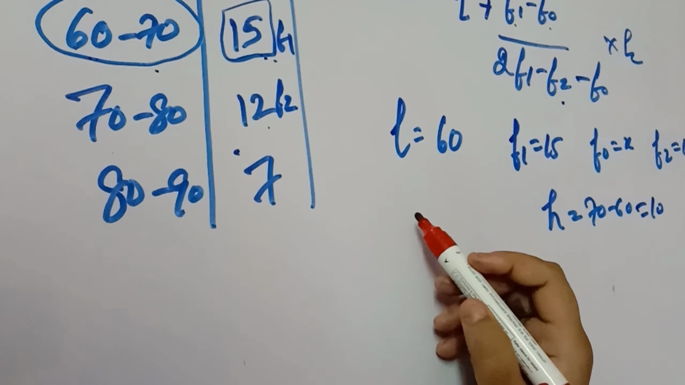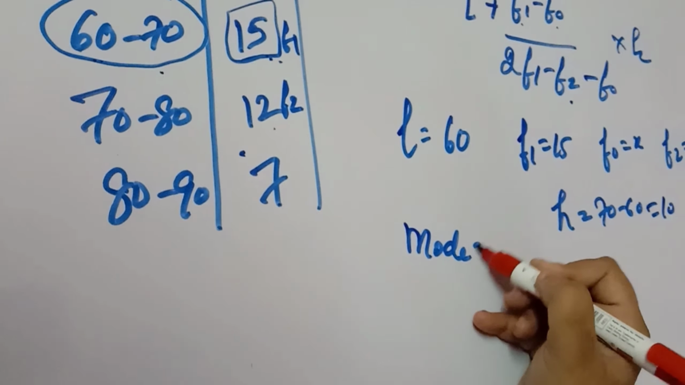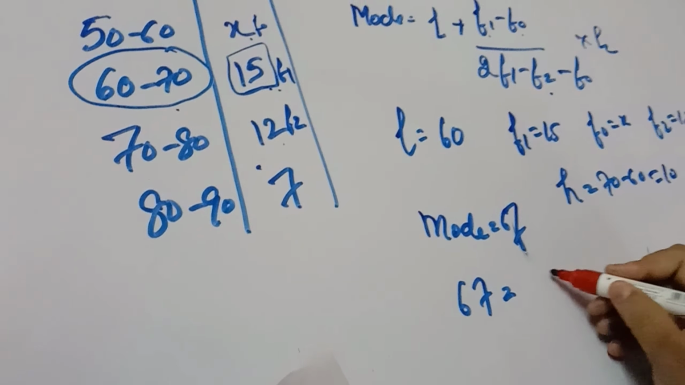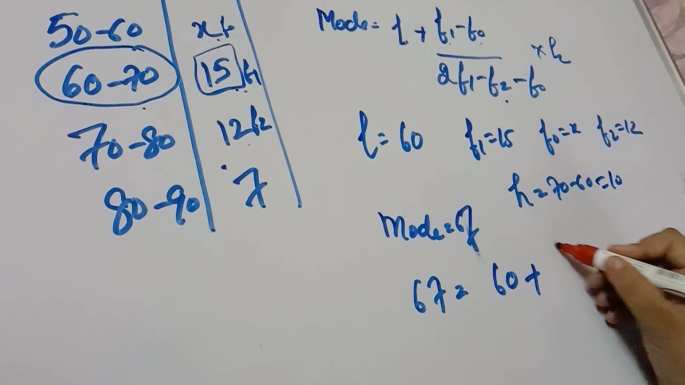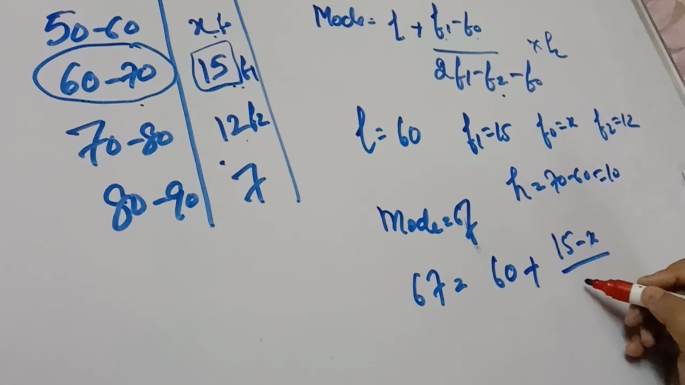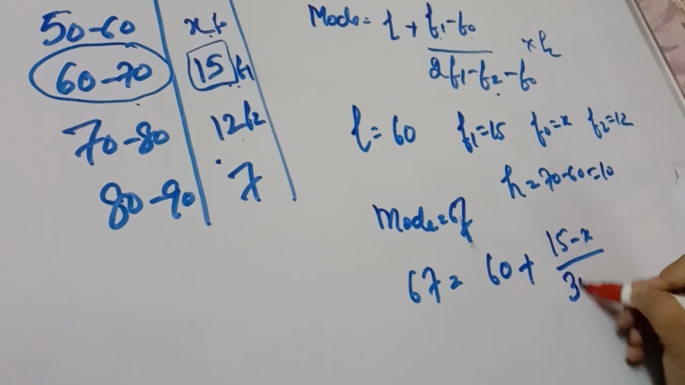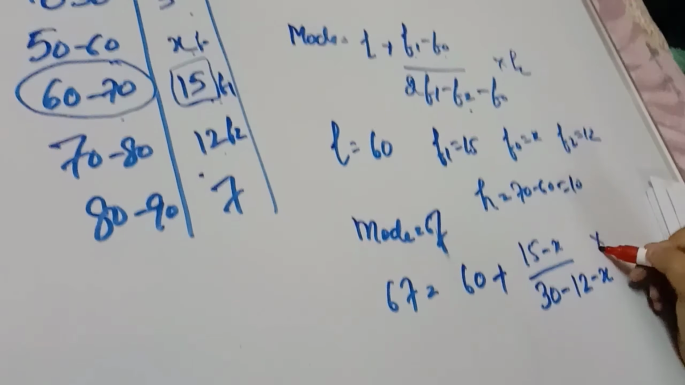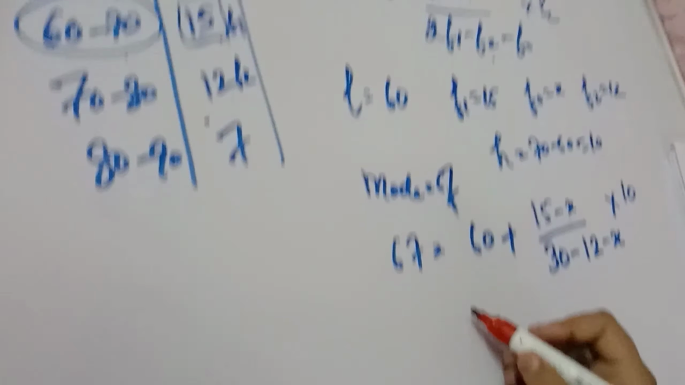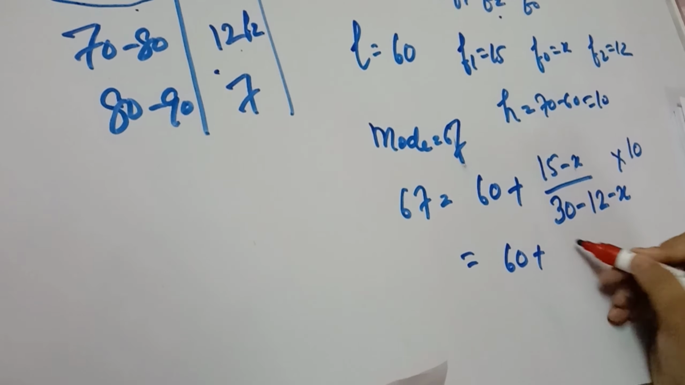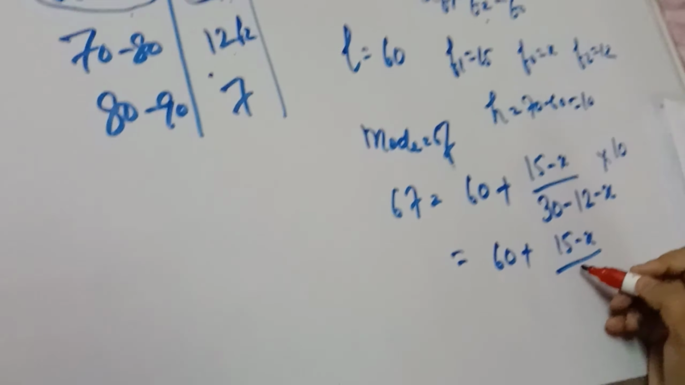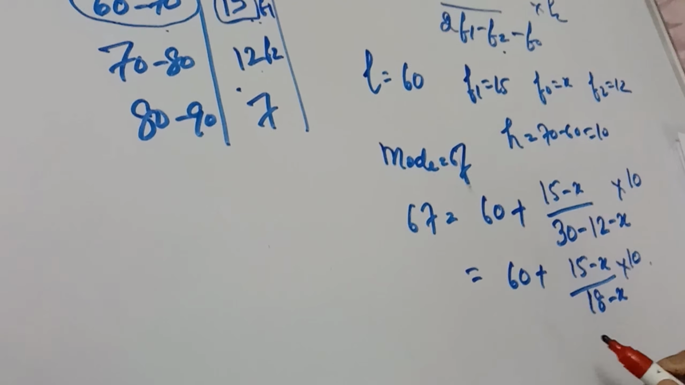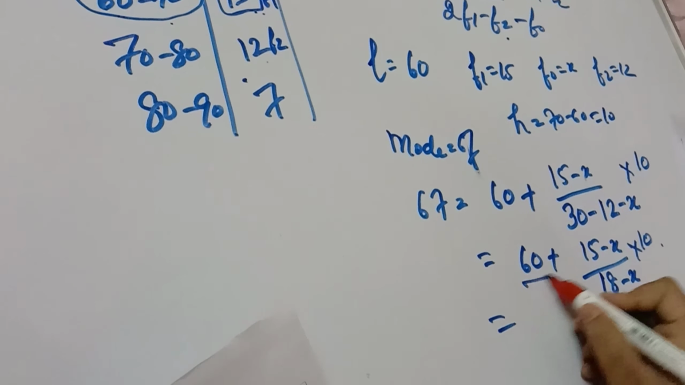Now simple, only you have to put in the formula. Mode is given 67. So 67 equal to L is 60 plus f1 is 15 minus x over 2 f1, means 2 into 15, 30 will come, f2 will come 12 and f0 will come x, into class size is 10. Now you have to solve it further. You will get 60 plus 15 minus x over 30 minus 12, you will get 18 minus x, into 10. Now very simple, you have to take LCM.